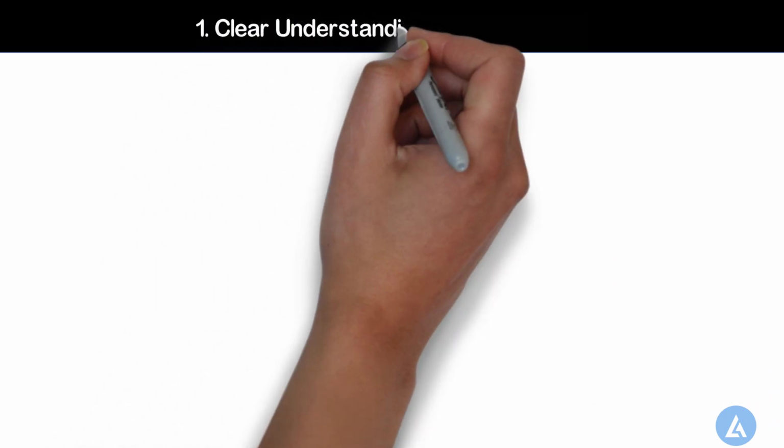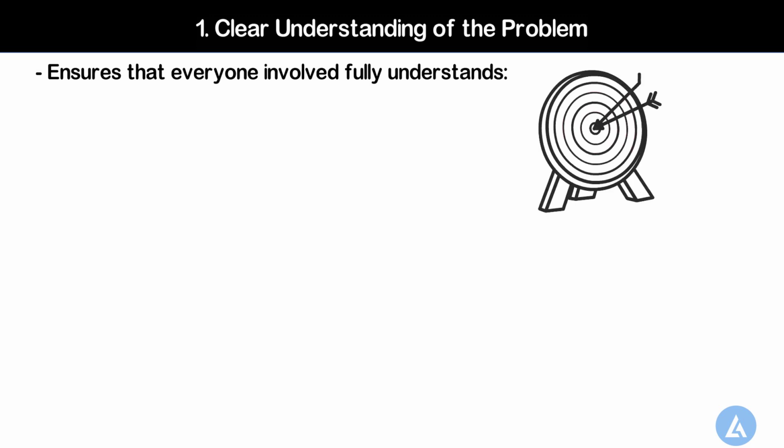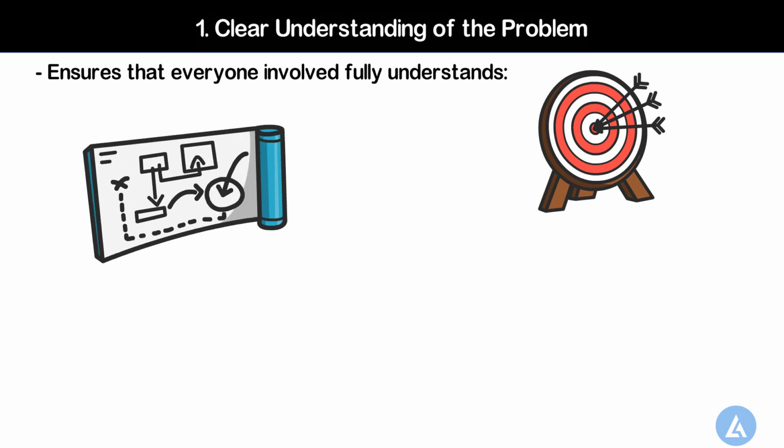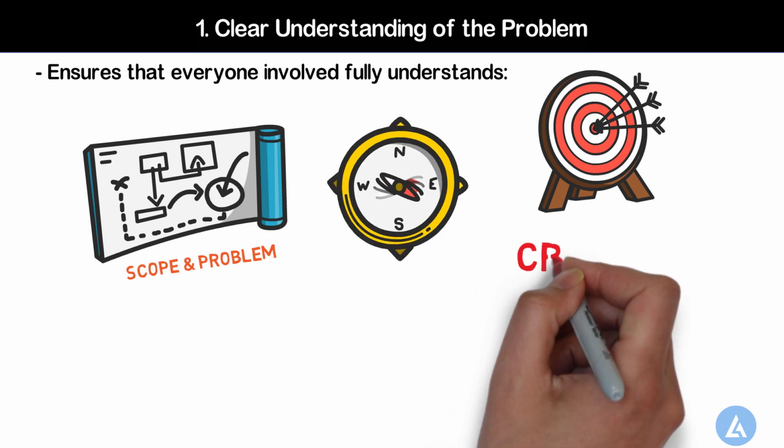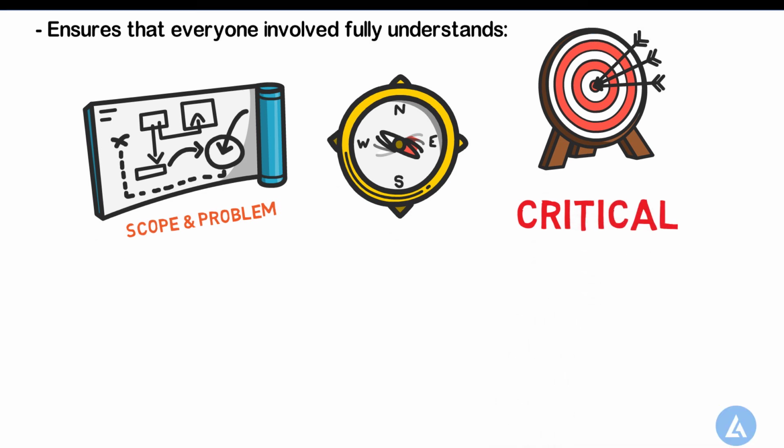1. Clear understanding of the problem. The define phase ensures that everyone who is involved in the project fully understands the project goals. He or she understands the scope of the project and the specific problem that needs solving. Without this clarity, the entire project could go off track. This makes the define phase the most critical.